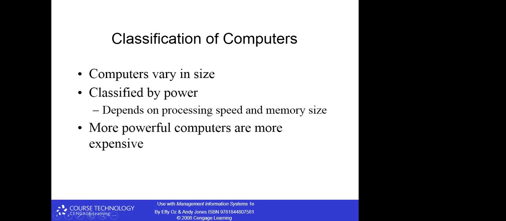Then we come to classifying computers. When classifying computers, we can choose to classify them in a range of ways. We can classify computers either by their size, or by their power. So it depends on the speed, the processing power, and how much memory it has.